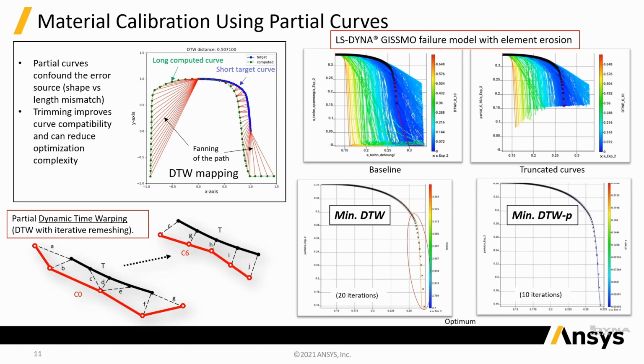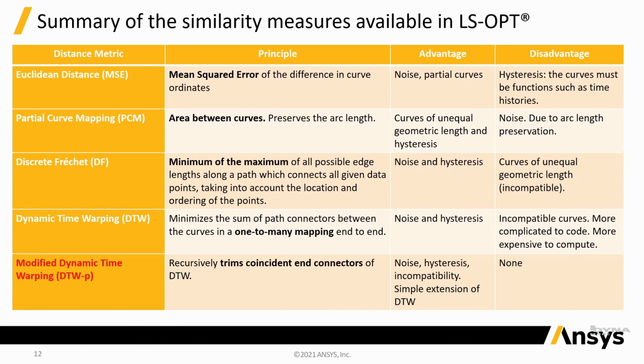And so maybe I just want to refer to a summary. Anirban, can you just move to the next slide? So this is a summary of what we call similarity measures available in LS-OPT. What they are basically is a method where you can compare the computational result, for instance, a history or a crossplot of histories with the test result. In order to do that, there are certain similarity measures that can be applied.